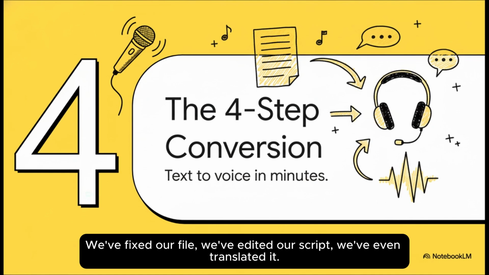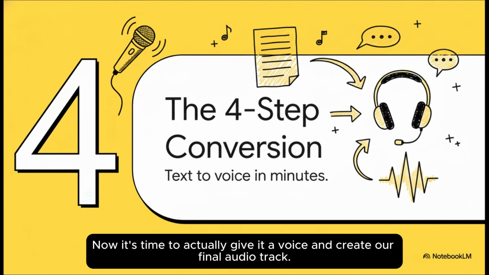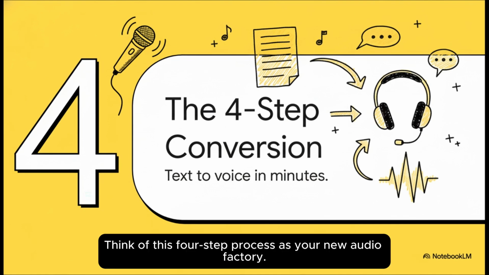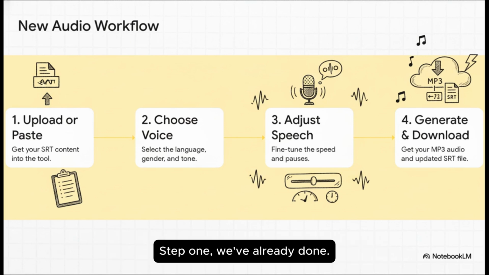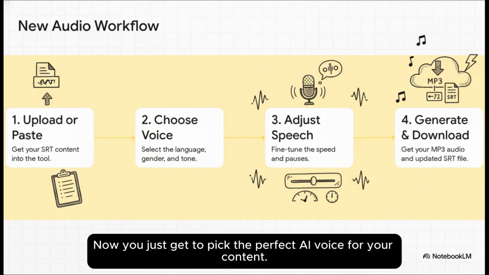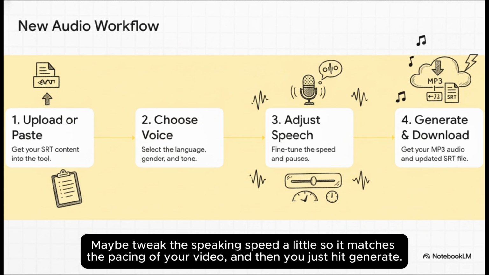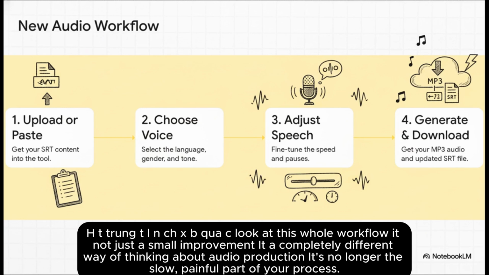Okay, let's get to the fun part. We've fixed our file, we've edited our script, we've even translated it. Now it's time to actually give it a voice and create our final audio track. Think of this four-step process as your new audio factory. Step one, we've already done. We pasted in our SRT. Now you just get to pick the perfect AI voice for your content. Maybe tweak the speaking speed a little so it matches the pacing of your video, and then you just hit generate. In a few moments, you get a clean MP3 file ready to download.